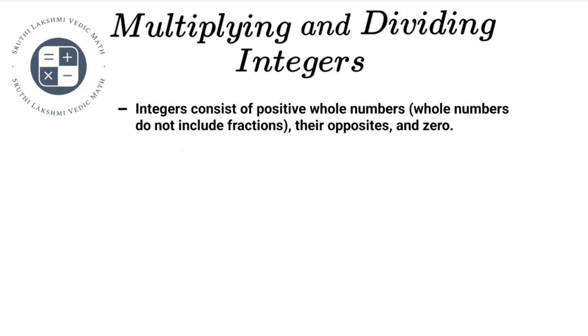Now let's remember that integers consist of positive whole numbers and their opposites, as in negative numbers and the number 0. So now there are a few rules that you need to pay attention to and follow when multiplying and dividing integers. Let's see what they are.